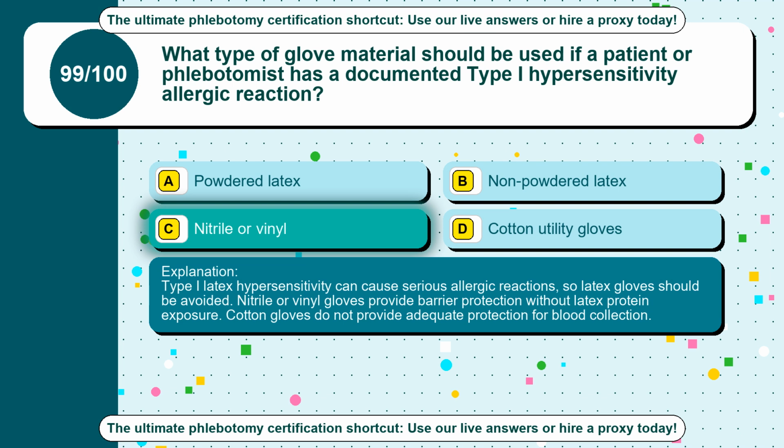Type I latex hypersensitivity can cause serious allergic reactions, so latex gloves should be avoided. Nitrile or vinyl gloves provide barrier protection without latex protein exposure. Cotton gloves do not provide adequate protection for blood collection.